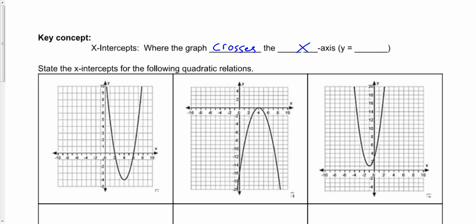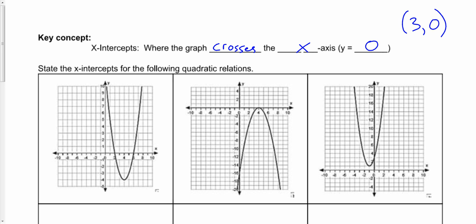Okay, and so when a line or a parabola or whatnot crosses the x-axis, that means that the y value of that particular point is actually equal to 0. Okay, so for example, the point (3, 0) is on the x-axis. That is an example of an intercept.